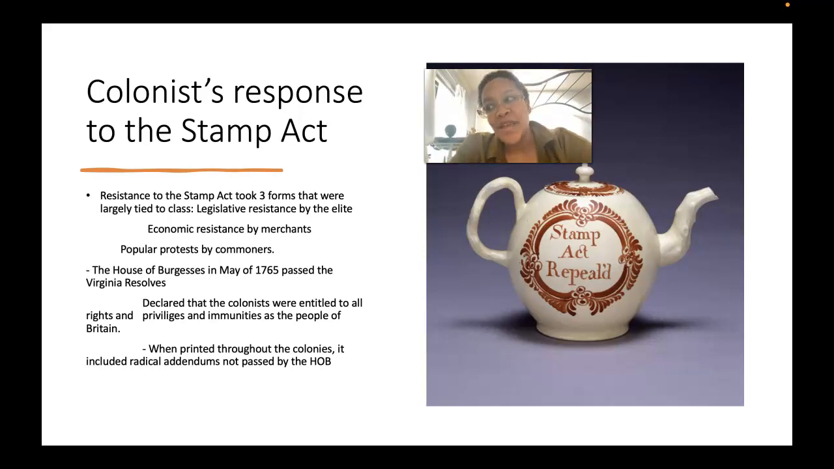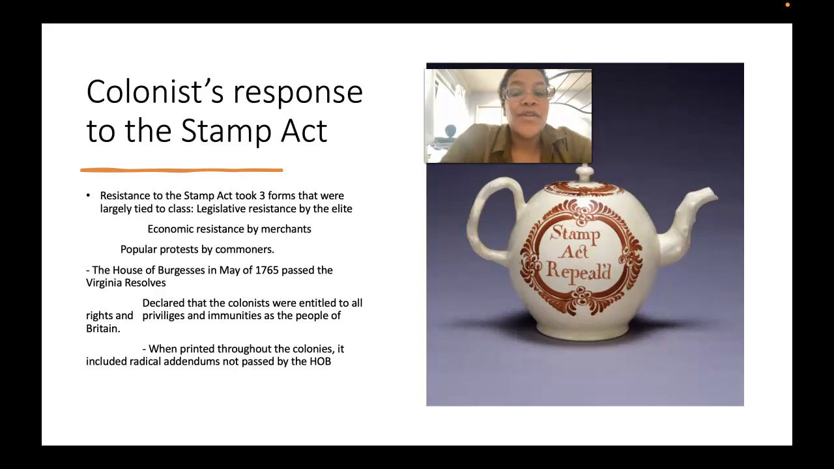So resistance to the Stamp Act really took place in 3 forms that were largely tied to class, right? You have the elite engaging in legislative resistance. We see economic resistance being conducted by the merchants, and then popular protests by commoners. And so one of the first acts of resistance we see coming from the elite comes from the House of Burgesses in Virginia in May of 1765.